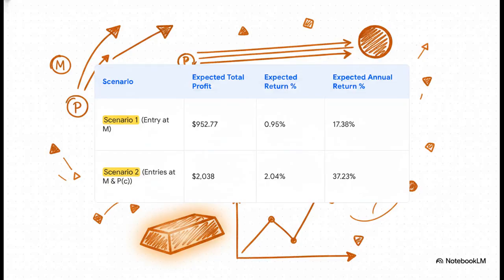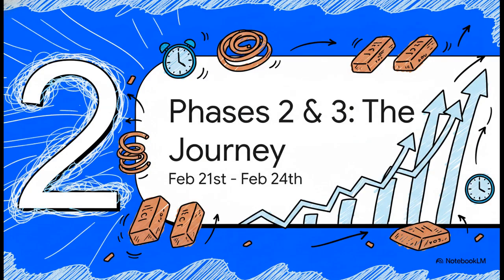So with those entry points and targets in mind, two possible return scenarios were mapped out. And again, this was all done right at the start, before anything happened. Scenario 1, which assumes only that first entry is used, projects a return of 0.95%. Scenario 2 is a bit more ambitious. If both entries are hit, it projects a return of 2.04%. All right, so that's the setup, that's the plan. Now let's get into the journey itself.